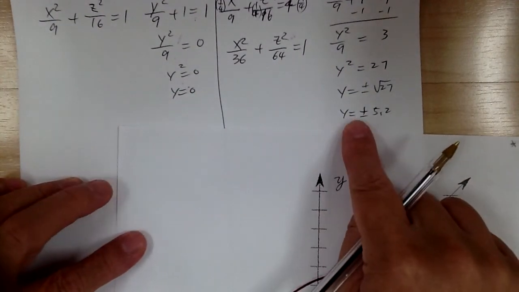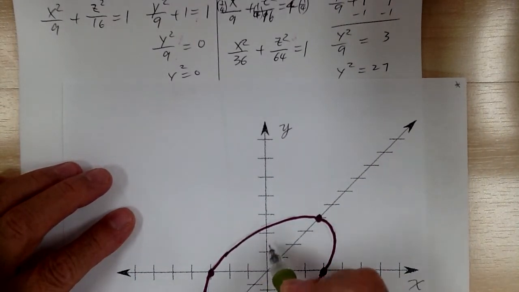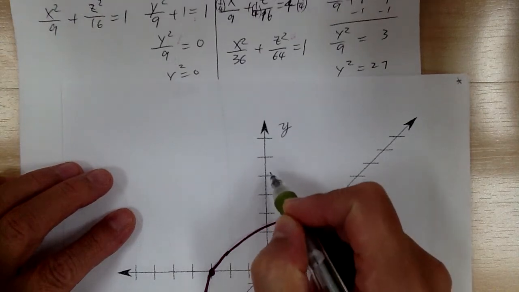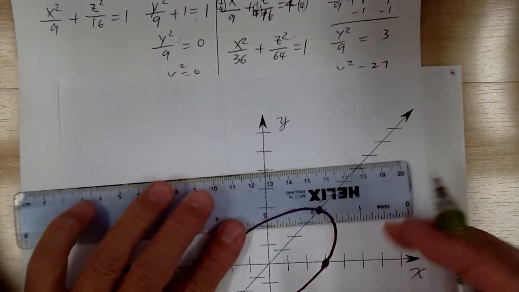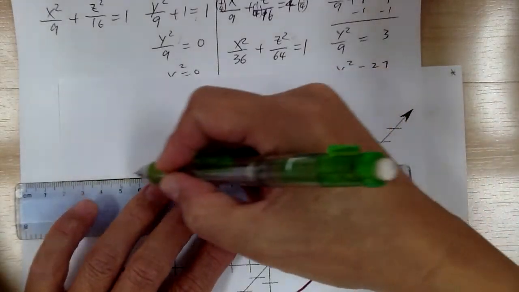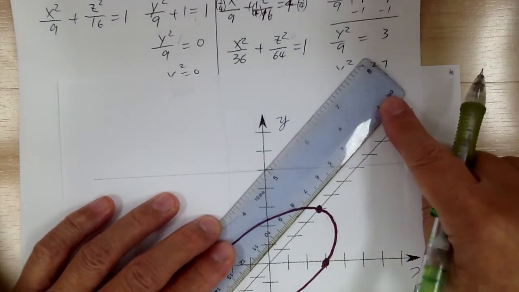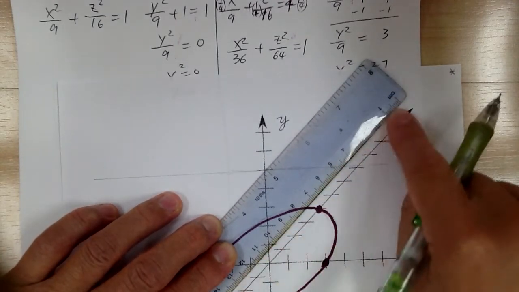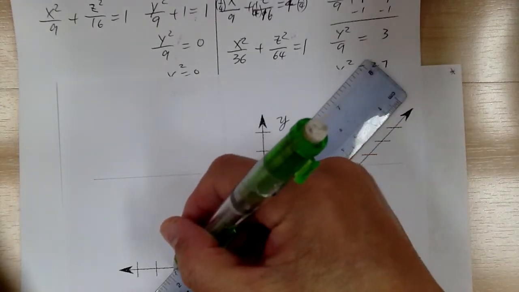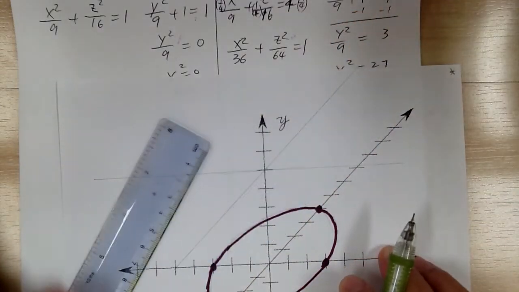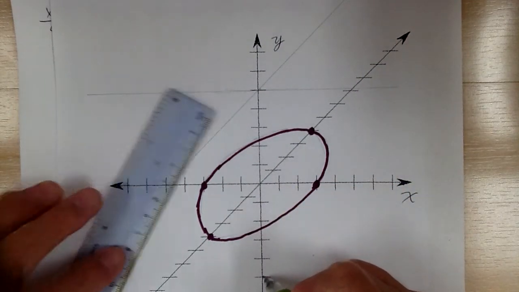So when y equals 5.2, that's 1, 2, 3, 4, 5, so I'm just going to use 5. Again, from here you continue to draw your axes, and make sure the edges of your ruler are parallel. Okay, and down here, 5: 1, 2, 3, 4, 5.